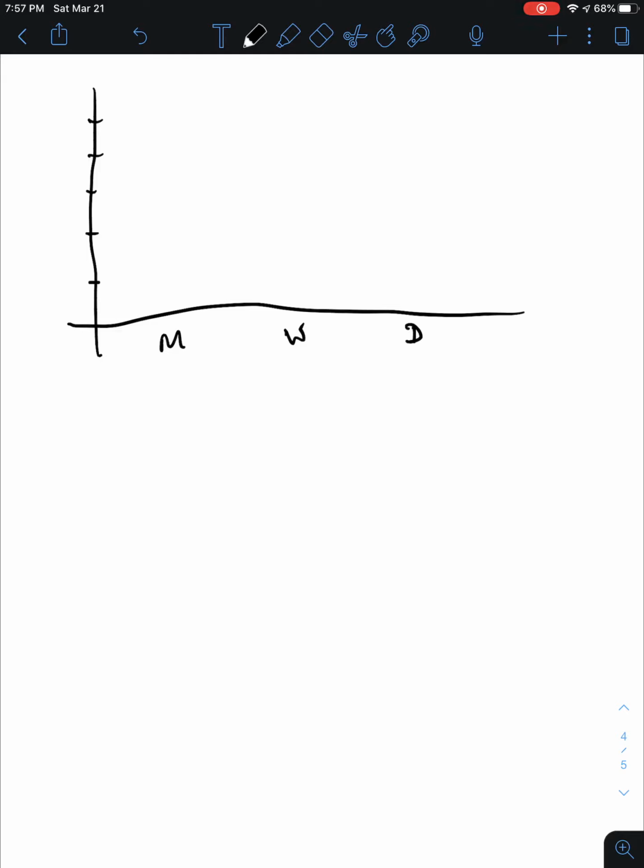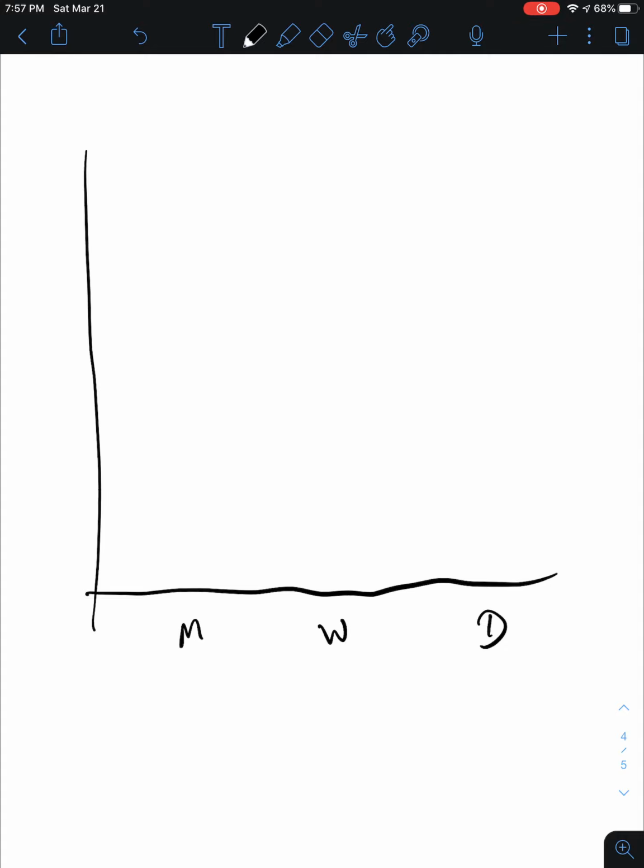Oh, that's no good. All right, I need to give myself more space here. Let's just start over again. I like this. Eraser, yeah. Okay, let's use the whole shooting match here. So, M, W, D. I'm going to go 25, 50, 75, 100, 125, 150, 175, 200. So it's $200 a night. 150.